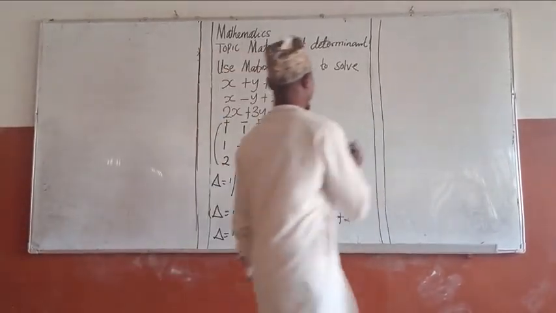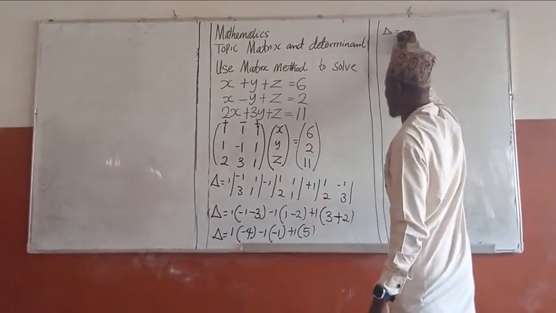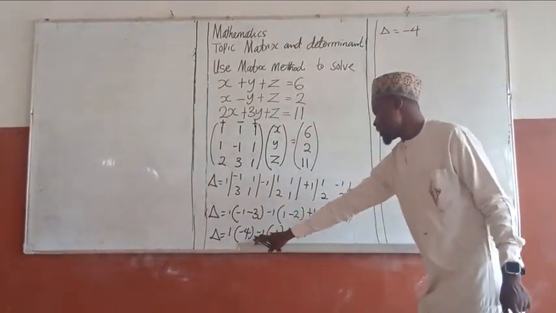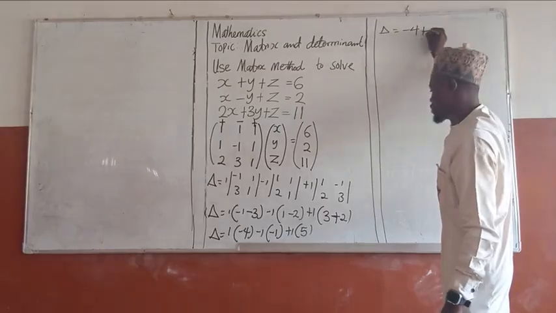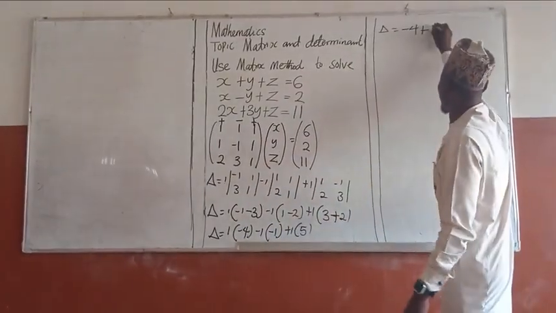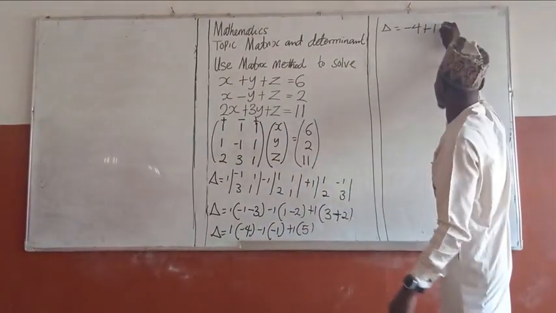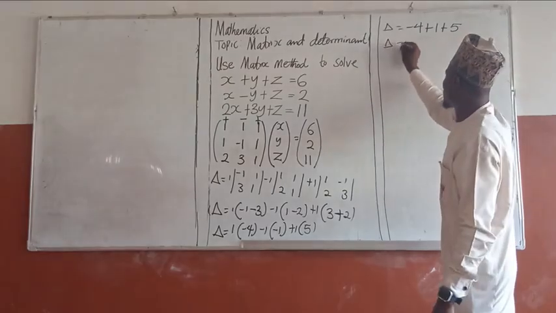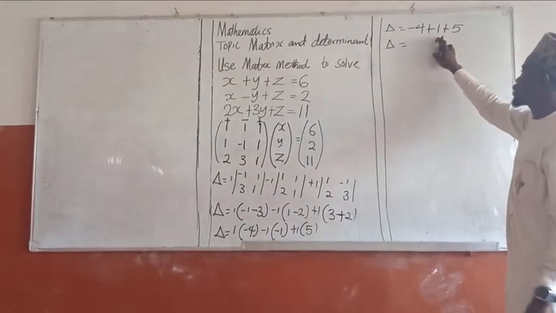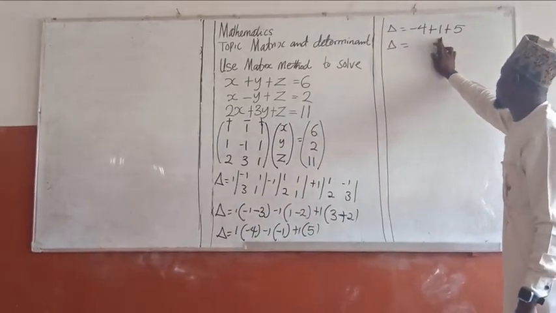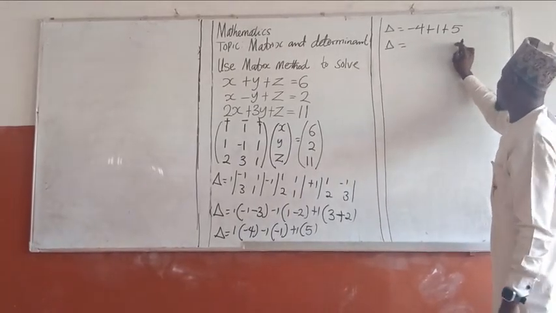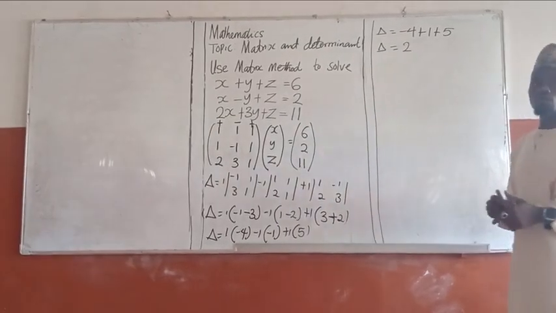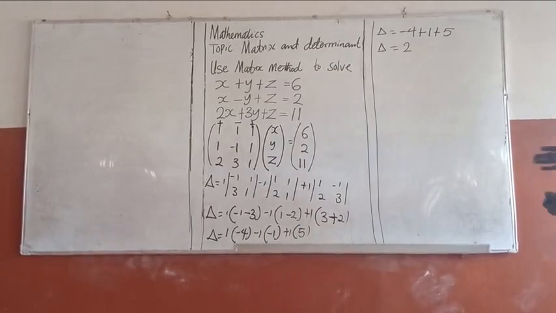So we now have the determinant. That is equal to 1 times 4 is 4. Minus times minus is plus. 1 times 1 is 1, plus 1 times 5 is 5. We have 4 plus 1 plus 5, which is 10. Which means the determinant is what? But we have to find the cofactors.